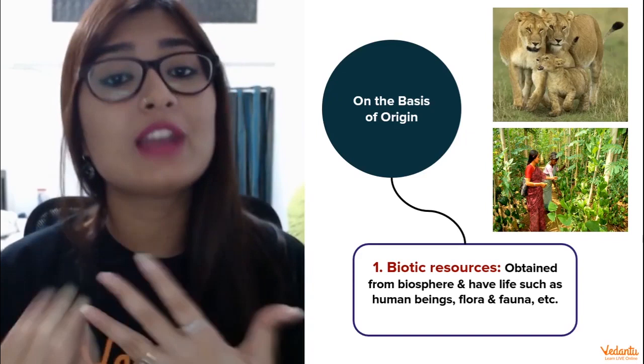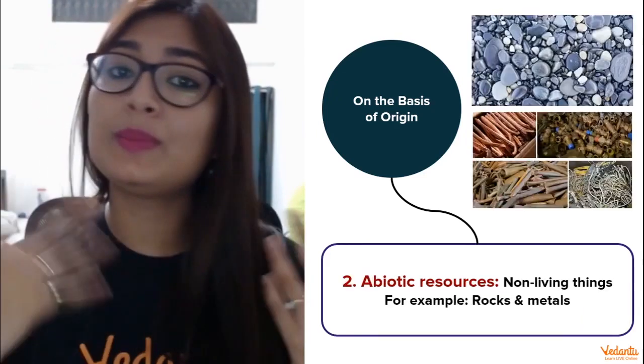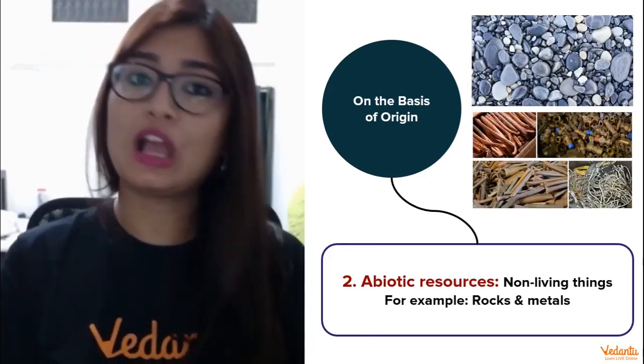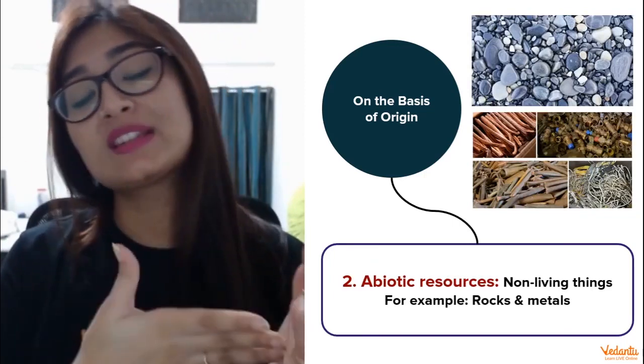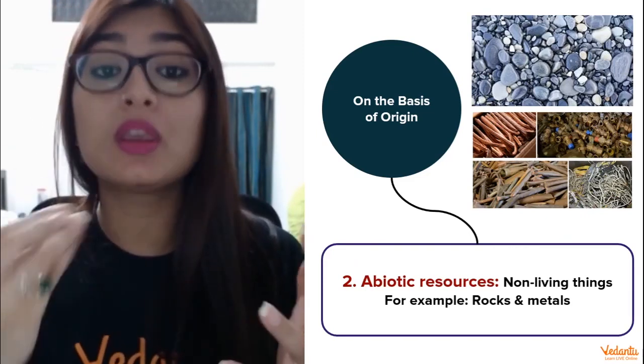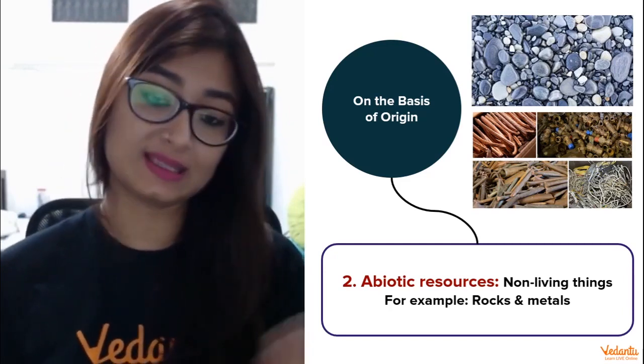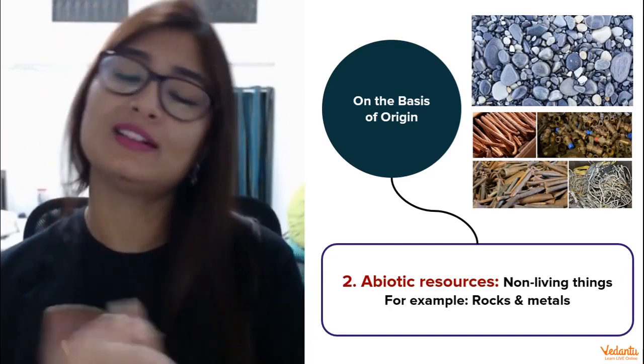Anything that is related to life qualifies as a biotic resource. So what will be an abiotic resource? Exactly the opposite of it. Anything which is non-living, which has nothing to do with life, is known as abiotic resources. For example, rocks, metals, etc.